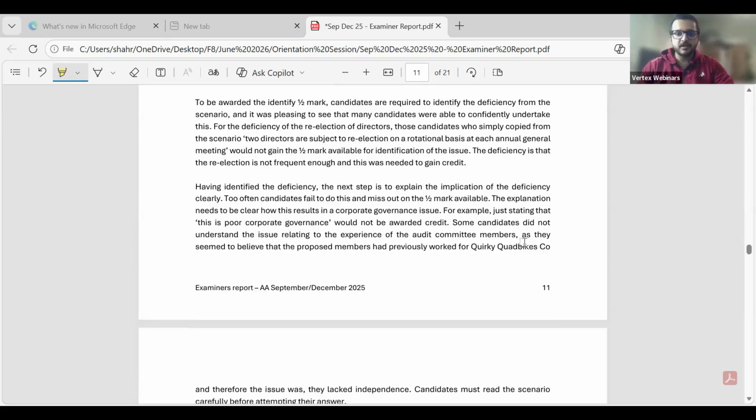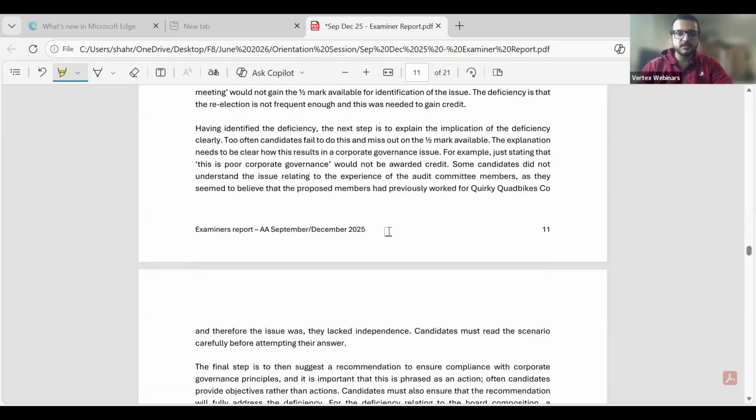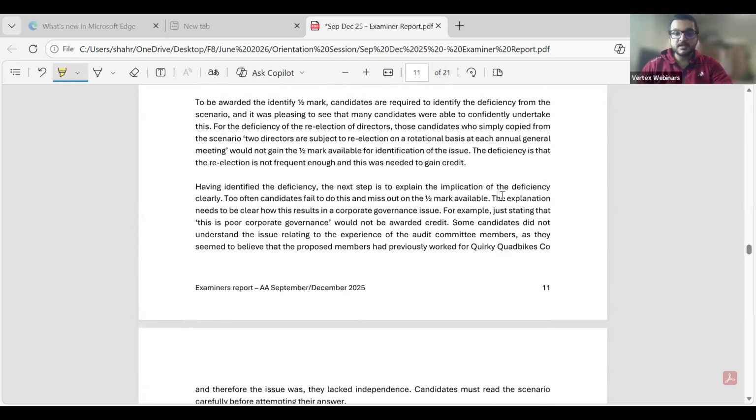So where are the problems? Is there a problem here? Having identified the deficiency, that's just not enough. The next step is to explain the implication. Too often, candidates fail to explain and miss out on the half mark available. The explanation needs to be clear how this results in a corporate governance problem. So you need to explain how and why it is a problem. For example, just stating that this is poor governance would not be awarded. So you need to explain it well.